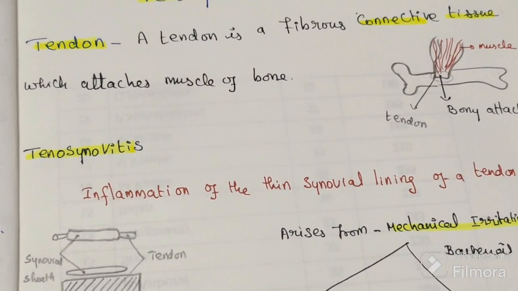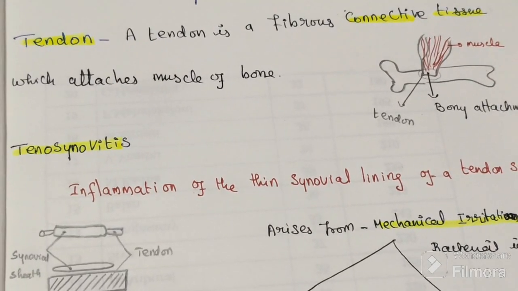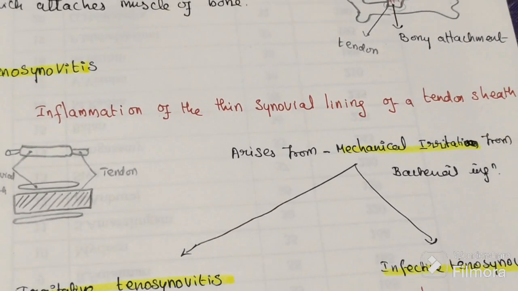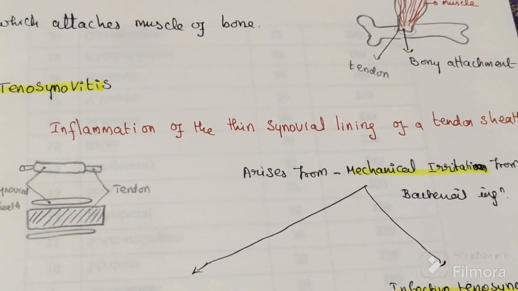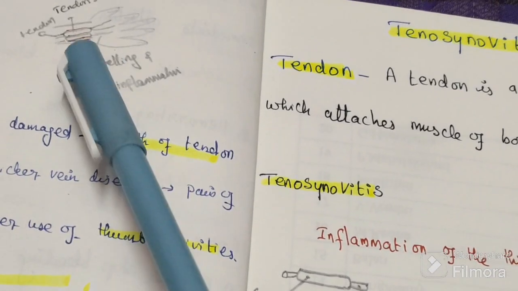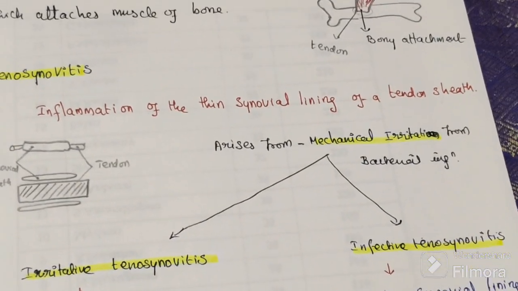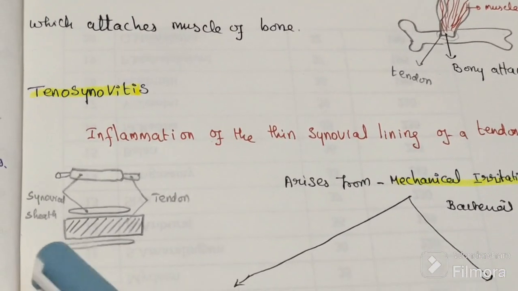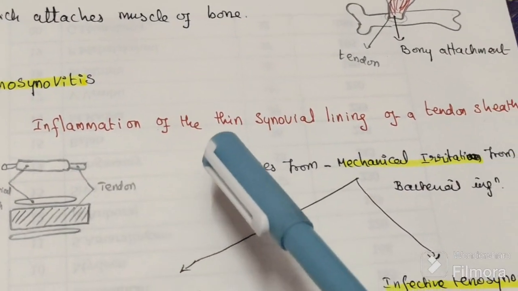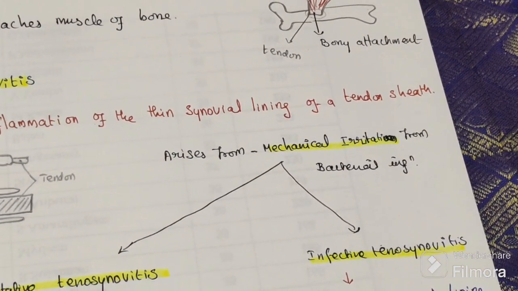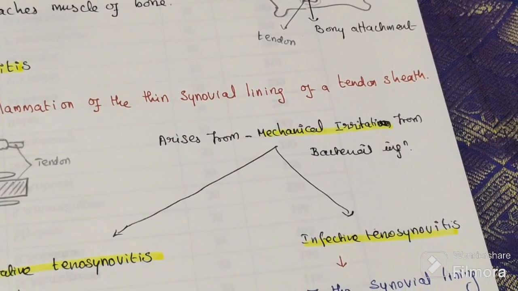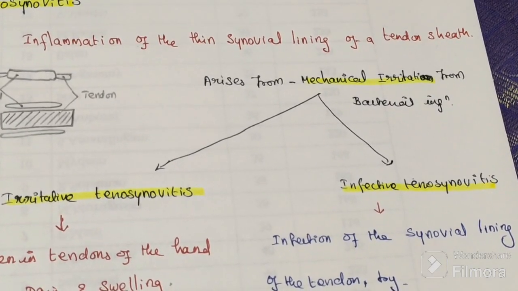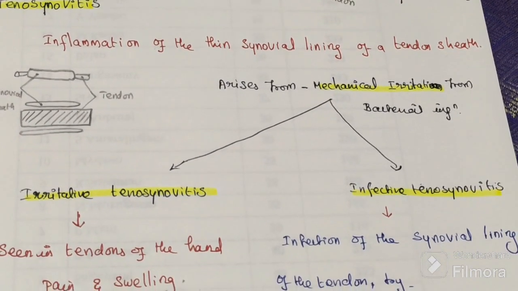Next, one more term we are using: tenosynovitis. What is tenosynovitis? Inflammation of the thin synovial lining of a tendon sheath. So this is the area affected. It is caused by mechanical irritation or bacterial infection. Mechanical irritation causes tenosynovitis.